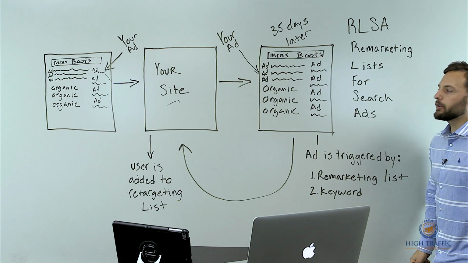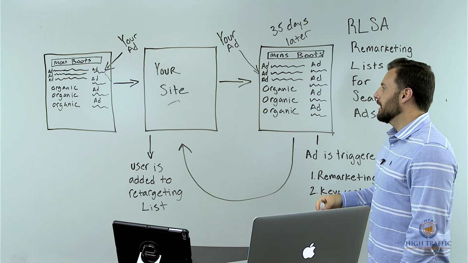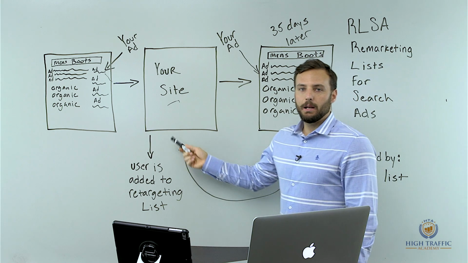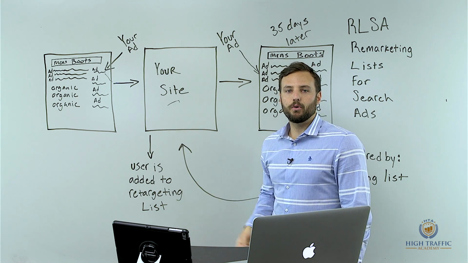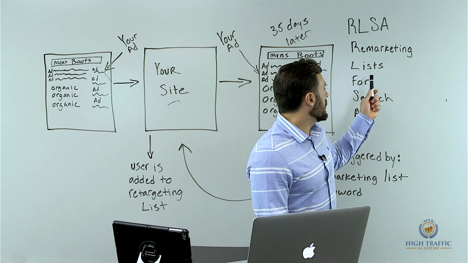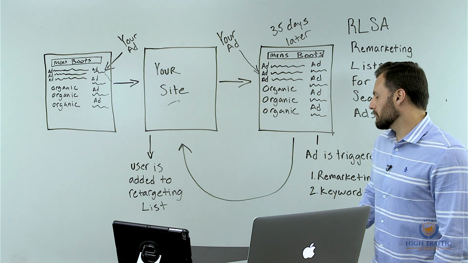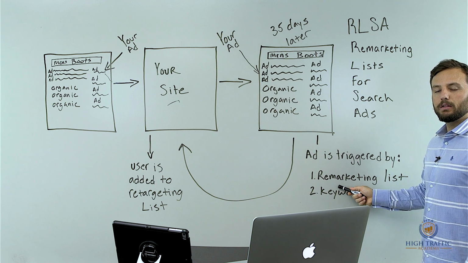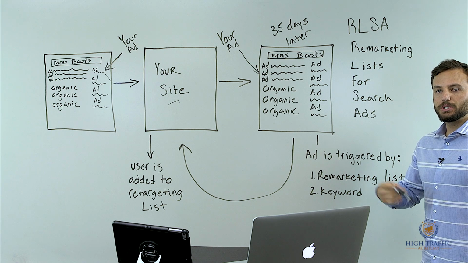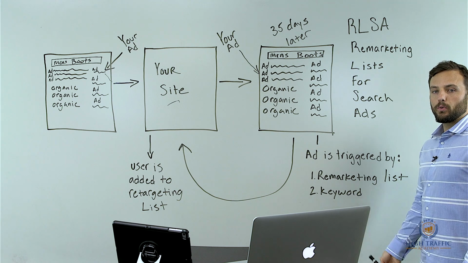If both of those criteria are met, then a remarketing list for search ads ad is shown, and you can either run the same exact ad or write unique ad copy to try and get that user to come back and make a purchase on your site or go through your lead form or whatever it is that you're looking for. So again, RLSA is remarketing lists for search ads, and it is triggered by two qualifying criteria. The first is that they are a member of a remarketing list, meaning that they've been to your site before and were added to a remarketing list that you set up in Google AdWords. And the second trigger is the keyword or words that you have assigned to that remarketing campaign.